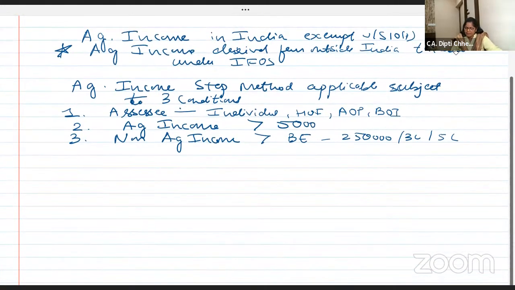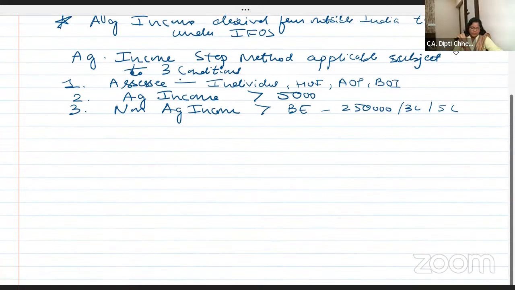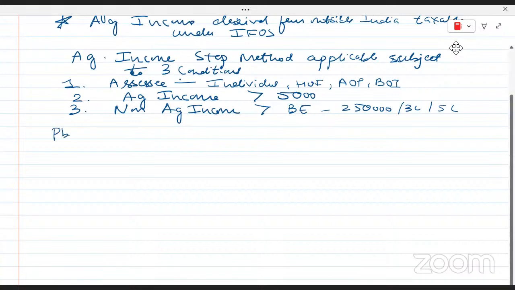Agricultural income should be derived by individual, HUF, AOP, BOI. Agricultural income above 5,000. Non-agricultural income above basic exemption. Clear? Right. Now let us solve the problem.